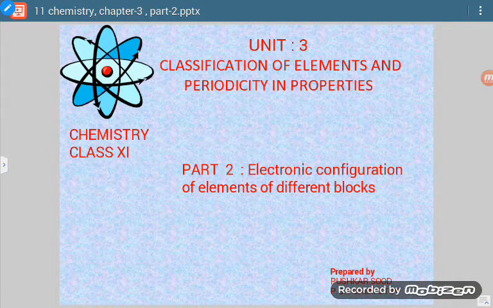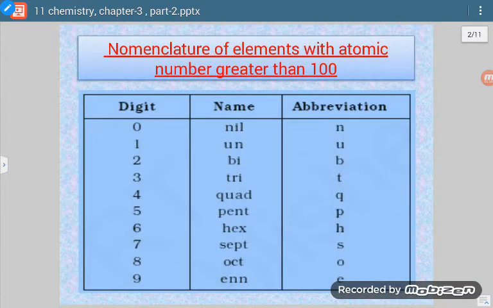It is electronic configuration of elements of different blocks. First of all, in this we will discuss those elements which have atomic number more than 100, and how to write the IUPAC name for those elements. We will discuss that first, and then we will go for blocks. Firstly, we will be writing the IUPAC names for those elements for which atomic number is greater than 100.